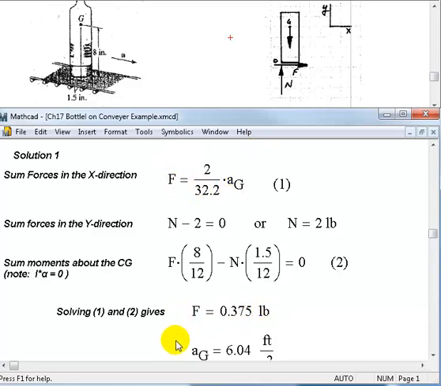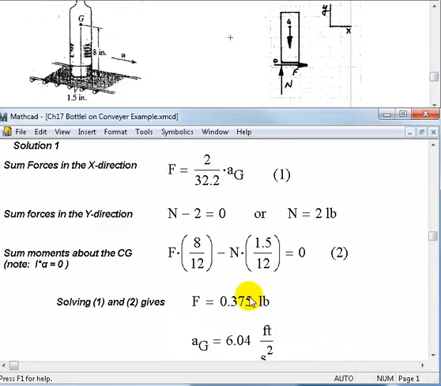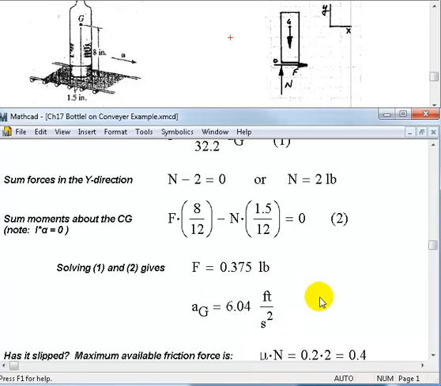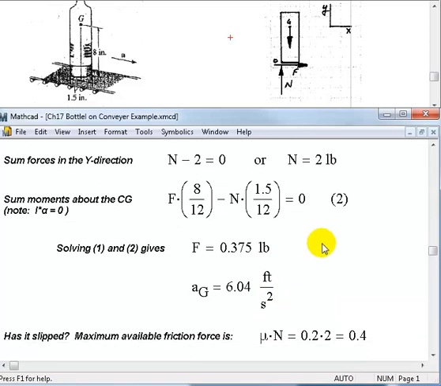Plugging that in here, we can solve for the acceleration of the center of gravity, which would be 6.04 feet per second squared. And so if it doesn't slip first, an acceleration of 6.04 feet per second squared would cause the bottle to tip. Now the question is, with the normal force that we have, what friction is available.